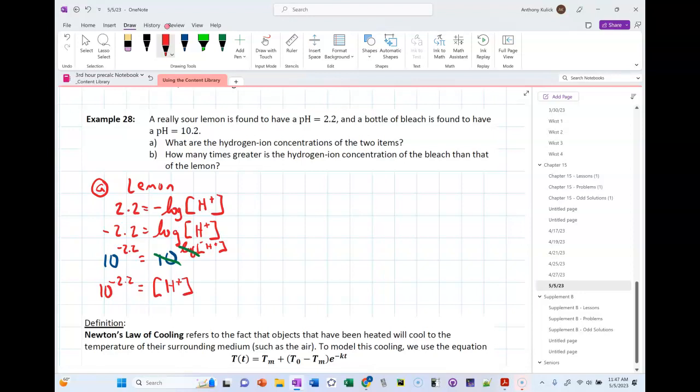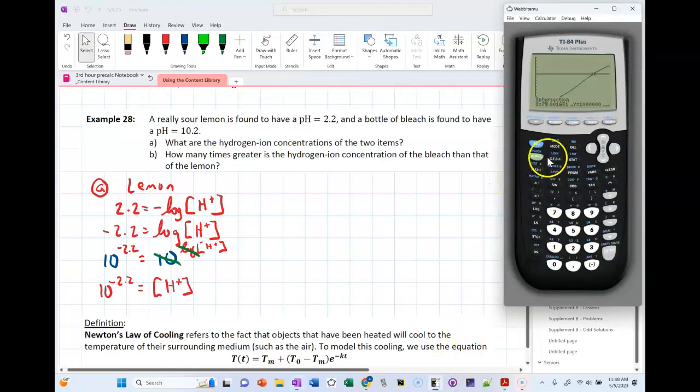And these numbers should be small, right? Since most of it is water.